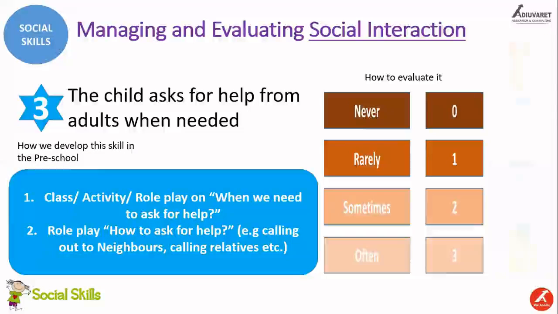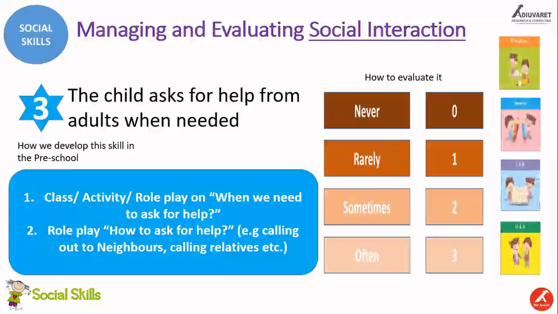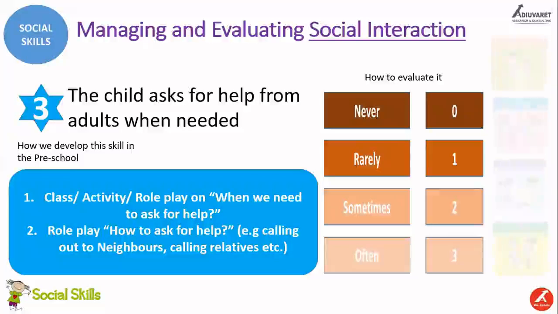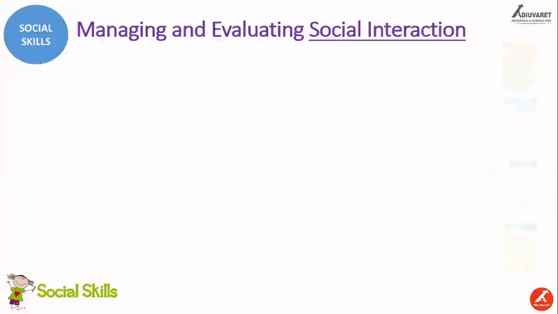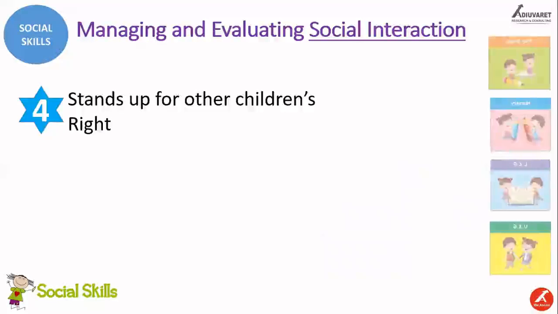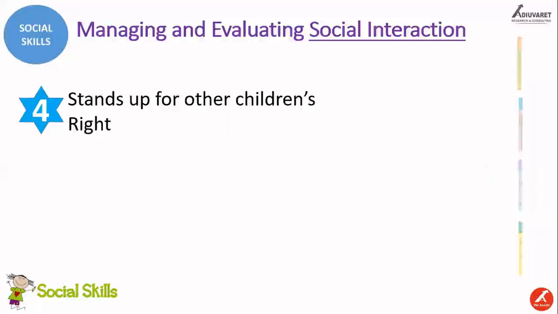So the evaluation results can tell us the current status of the child as far as this particular skill is concerned. I think this is a very doable skill, and we should keep it in mind while developing social interaction skill in the child. Then the fourth skill under social interaction is that the child stands up for other children's rights. This is a very important social interaction.